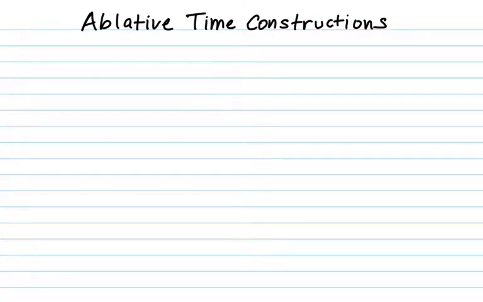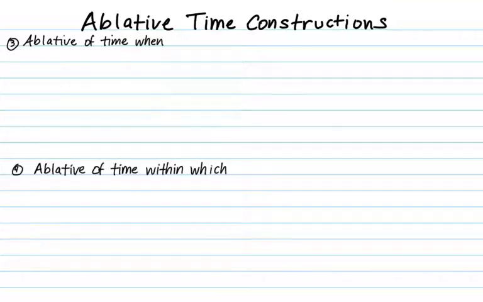Let's now look at some time constructions. There's two different ablative time constructions. One, you use the ablative when you want to say the time when something happened. And in the other one, you use the ablative if you want to say the time within which something happened. And I will give you some examples of both of those.